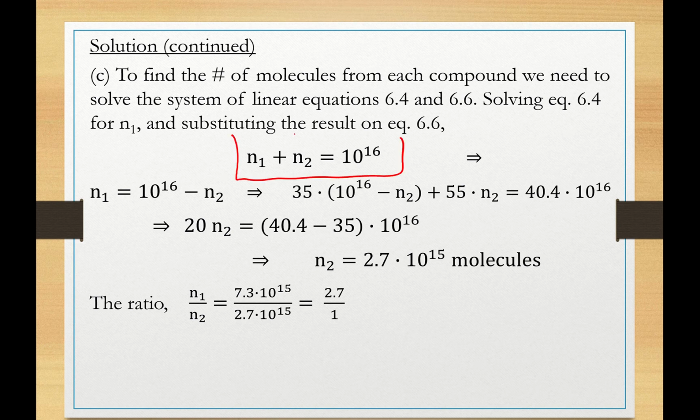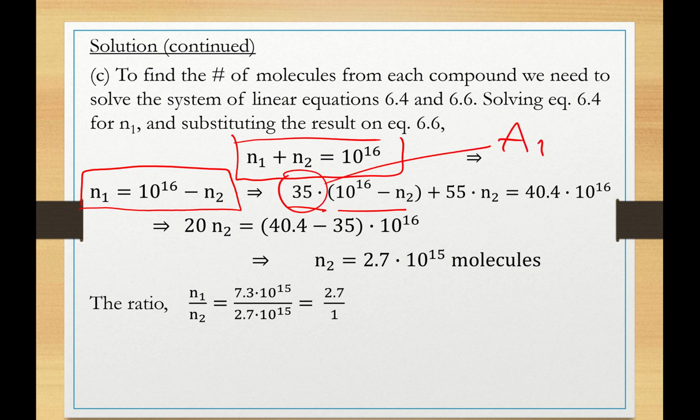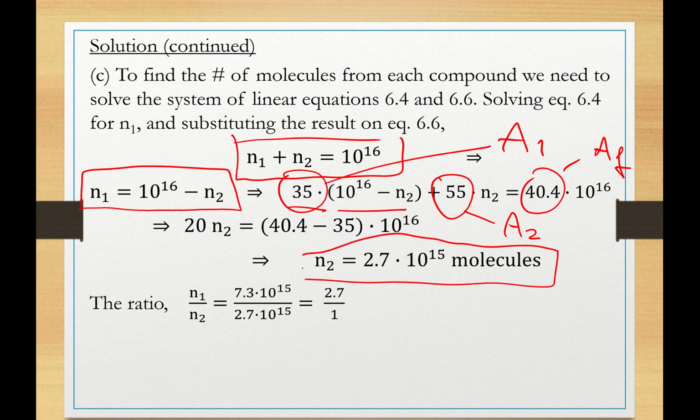So first, n1 plus n2 is equal to 10 to the 16. I solve for n1 and I substitute in equation 2. I solve equation 2 for n2. So here what I have, this is a1 and this is a2, and of course this is af. Okay, so I solve for n2 and I find that the number of molecules of DOP is 2.7 times 10 to the 25th. I substitute this value over here and I determine n1. So n1 is 7.3 times 10 to the 15. So the ratio of these two, n1 over n2, is 2.7 to 1.